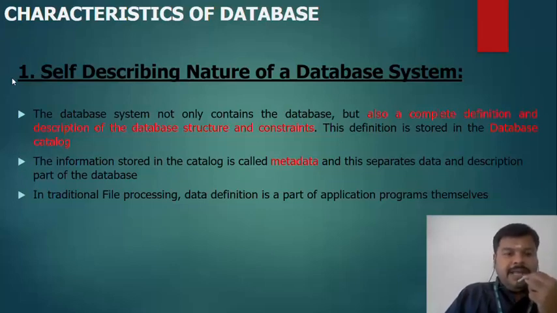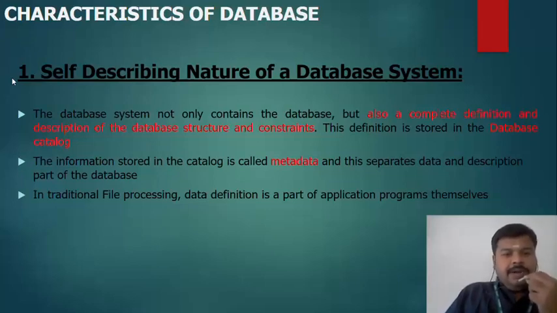A catalog is nothing but information related to handling the database. The information stored in the catalog is called metadata, that is, data about the data. This separates the data and the description of the database. So the metadata is divided into the data as well as the description part, describing how the database is structured.